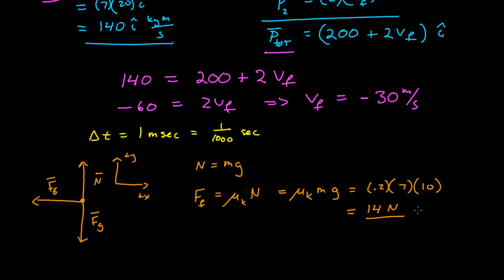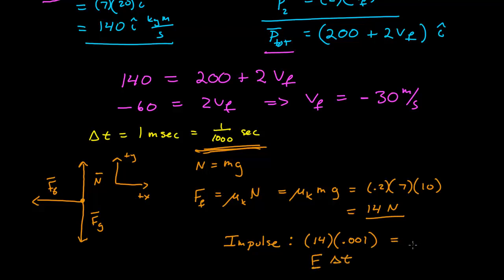So that was the constant force, and if we're looking just at the time interval of the collision, well, that's 1/1000th of a second. So the impulse that friction exerts during this time interval is then the average force, which is 14 newtons, times the time interval, which is 0.001 seconds. This is your force times delta T for a constant force.